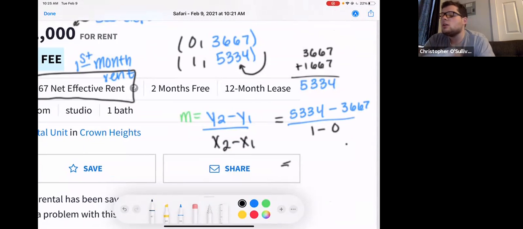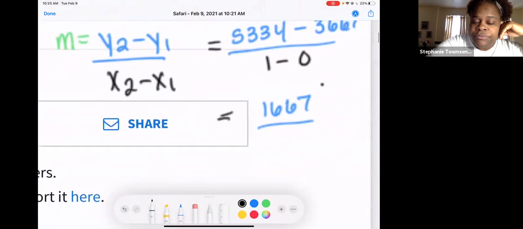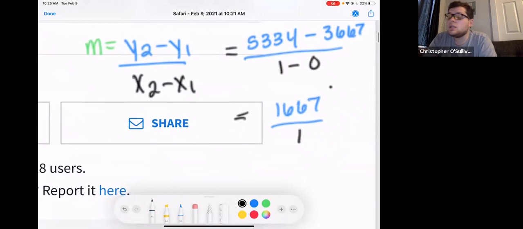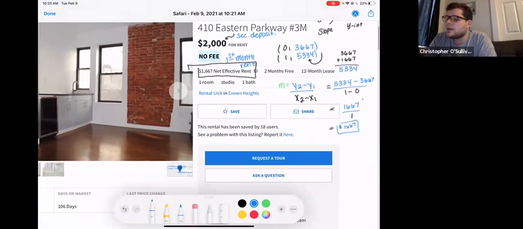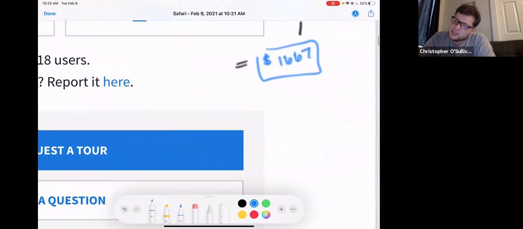So now what we're going to do is just use our calculator, our Desmos. I'm going to do 5,334 minus 3,667, and I get 1,667. And then Ms. Townsend, what's 1 minus 0? Oh, that would be 1. Yeah, not 0, that would be 1. And then I divide, and we know anything divided by 1 is itself. So I get 1,667 as my slope.